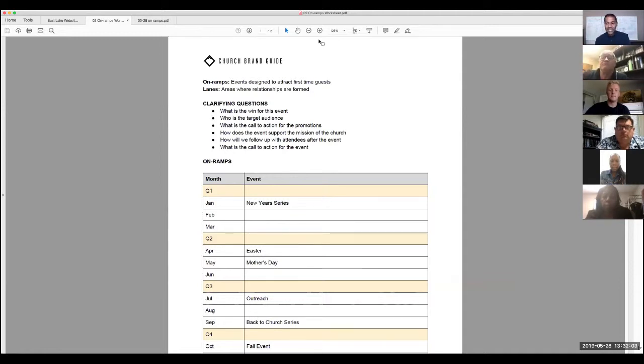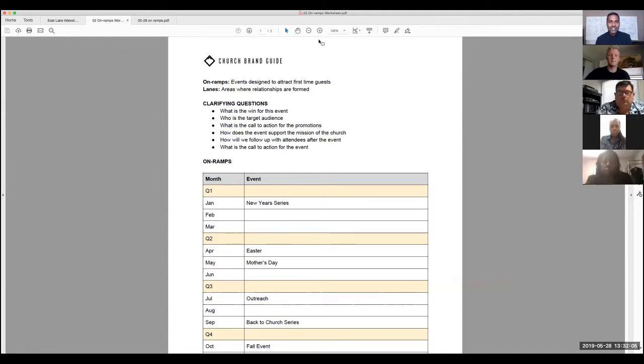What's the call to action for the promotions? Can't tell you how many times I've seen a great promotion for a church and they forget to include what they want you to do. Do you want me to go to the website? Do you want me to just show up at a certain day and time? Be really, really clear about the one thing that you want people to do.